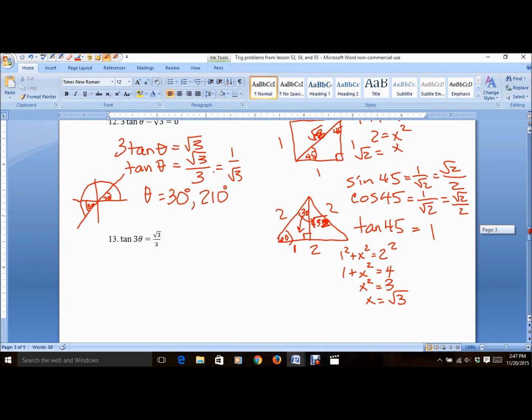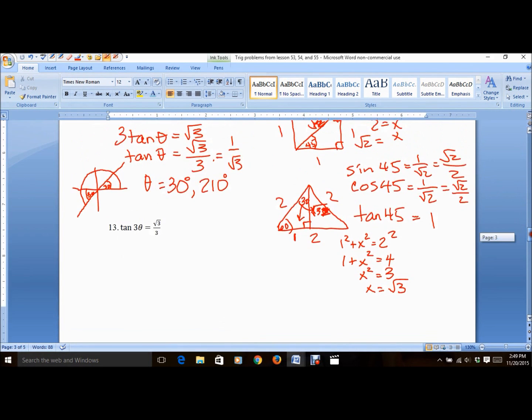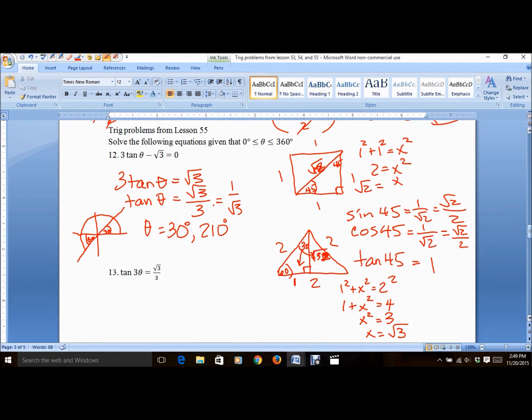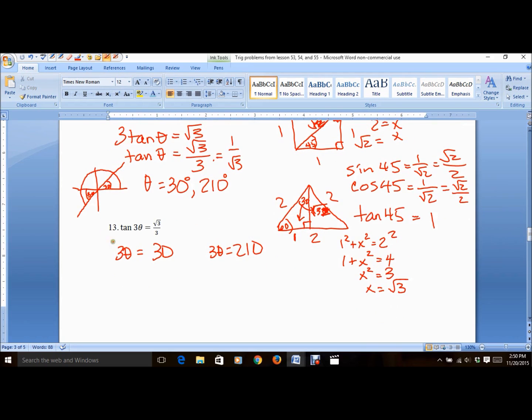So if you didn't use the unit circle, you can still find these values just by using these two triangles that we learned about at the beginning of the year. So here on number 13, we have tangent 3 theta equals square root of 3 over 3. So this time it's the same situation as up here, same triangle, but now 3 theta is going to be 30, or 3 theta is going to be 210. Alright, so in this case we have to solve for theta, and we just divide both sides by 3, so theta is 10 or theta is 70.